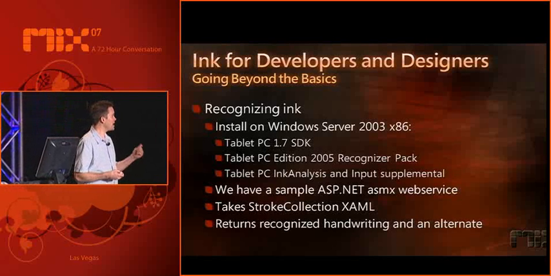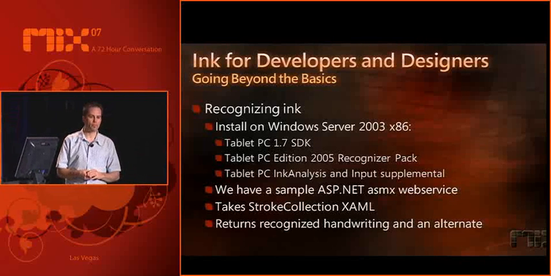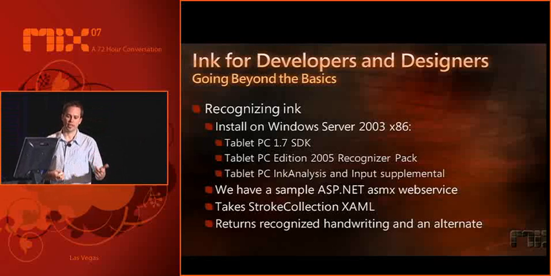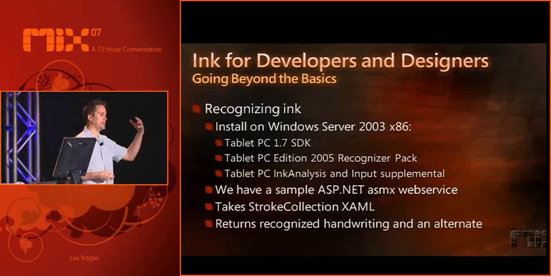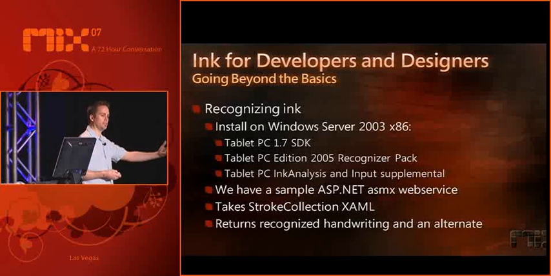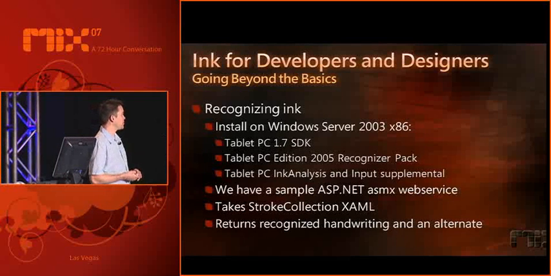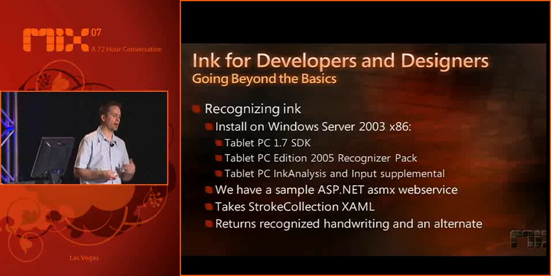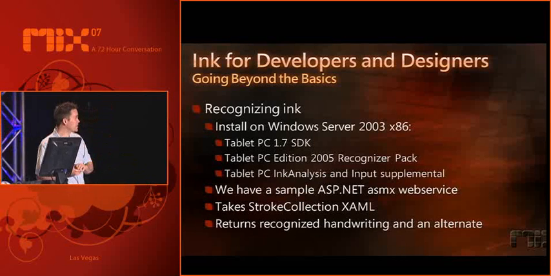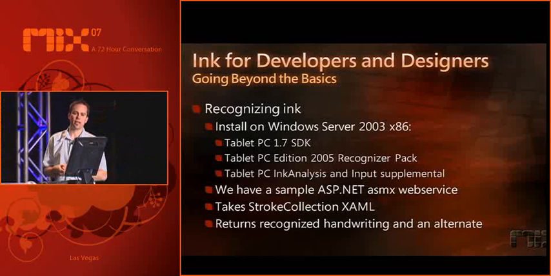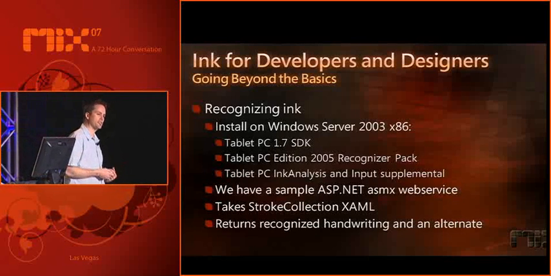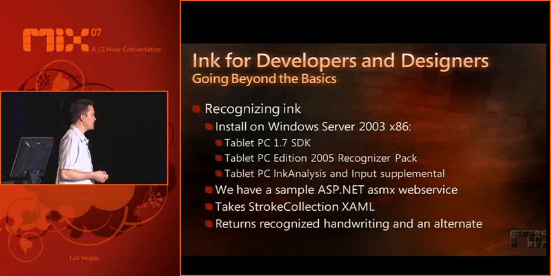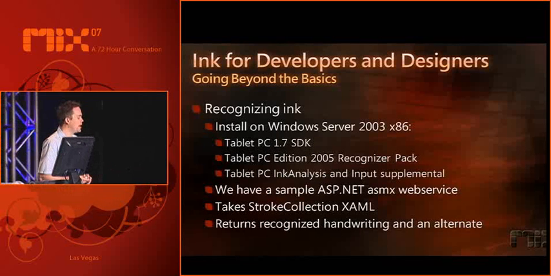I have a sample ASMX file, an ASP.NET web service, that I'll post to a link that I'll show you in a second. And that's already built to take a stroke collection XAML, a string of stroke collection XAML, and returns a recognized handwriting. Now, at the bottom you see here that it returns the recognized handwriting as well as an alternate. The reason why it returns an alternate is because handwriting recognition is not a perfect technology. It's getting very good, but it's not perfect.